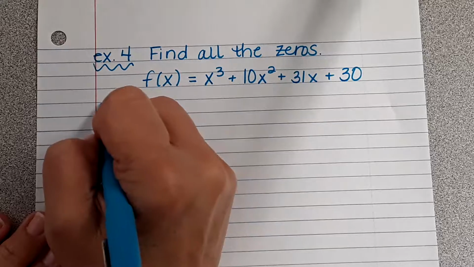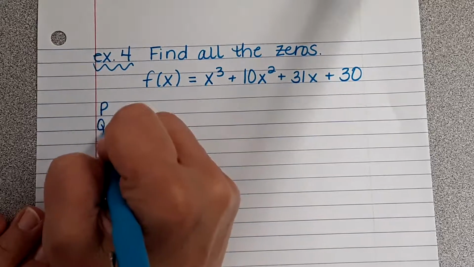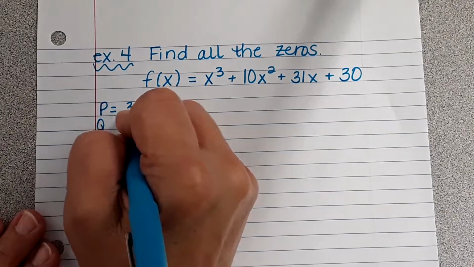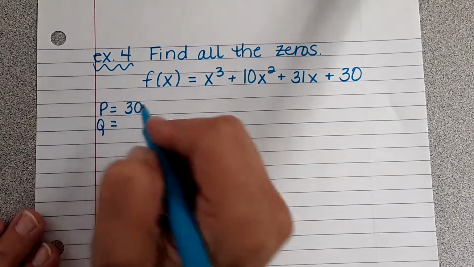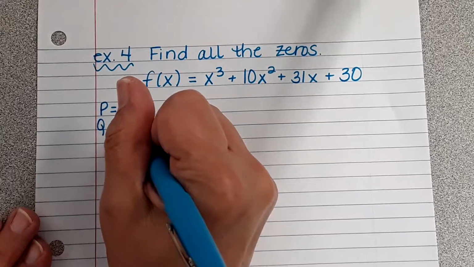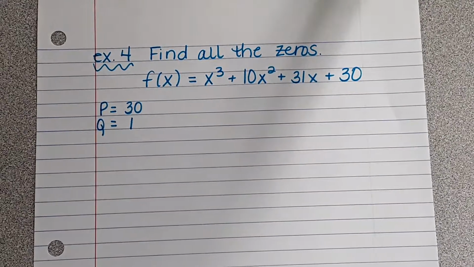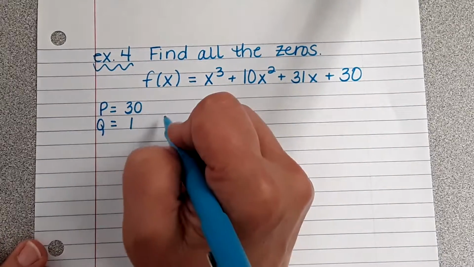So what is P? What is it? 30. And what is Q? 1. So as soon as I see Q as 1, I know that once whatever I list as my possible roots, it's when Q is not 1 that you're going to have to worry. Okay, so here we go.